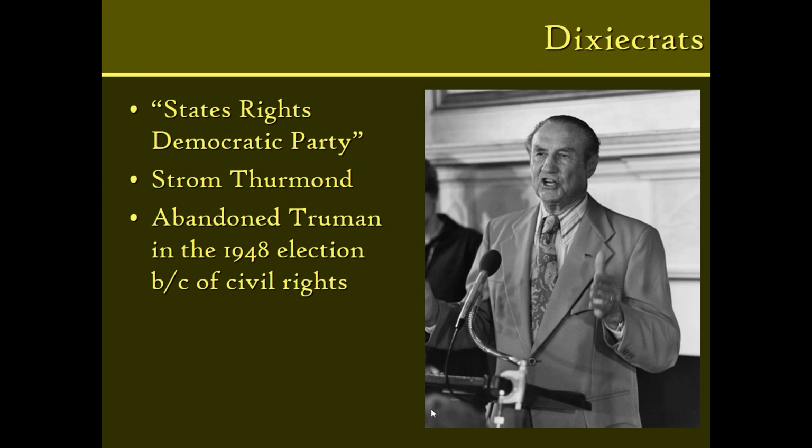All right, a new Democratic Party was formed, known as the Dixiecrats, led by Strom Thurmond. It split the Democratic Party. They abandoned Truman in the 1948 election because he was pro-civil rights, and they really weren't.